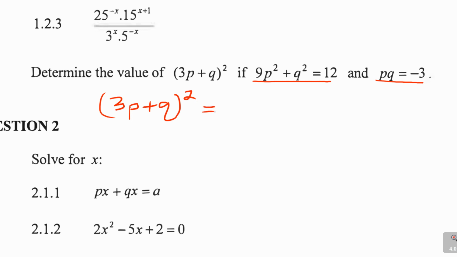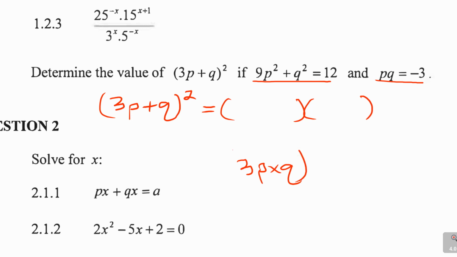Guys, don't forget that squared means there are 2 brackets like this. That's what that squared means. Don't be tempted to say this and this. You will get it wrong because the plus does not allow you to do that. Did you hear me? This is different from 3p times q.